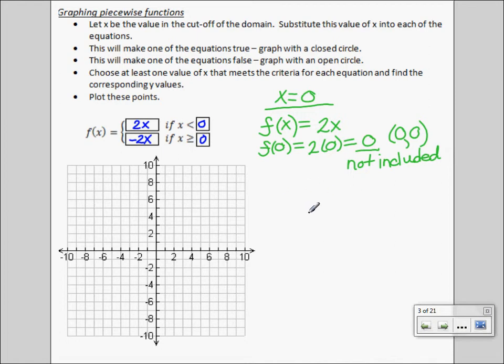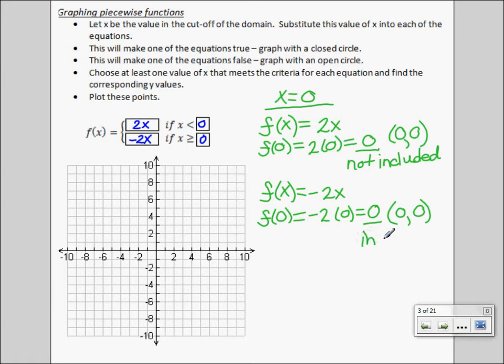Okay, and now what we want to do is have f of x for the second part of the piecewise, for the negative 2x. And now what we'll do is we'll write f of 0. So every time there's an x variable, we'll write 0 in its place. And just as before, it too will yield 0. So that gives us the x value of 0 for the coordinate, comma, the value we just found, which was 0. Okay, what's important to note here is that this will be included.